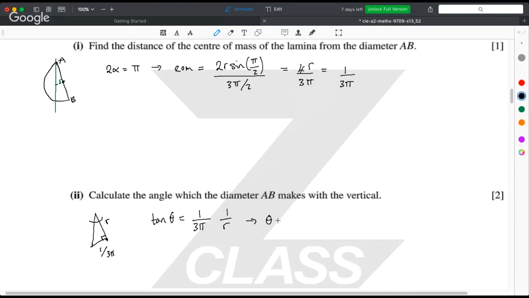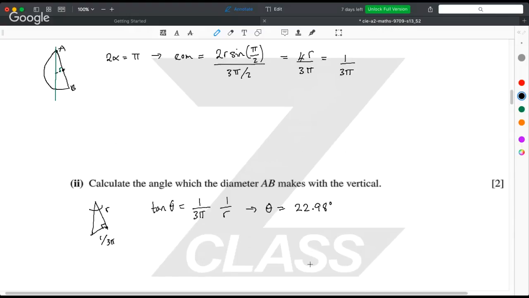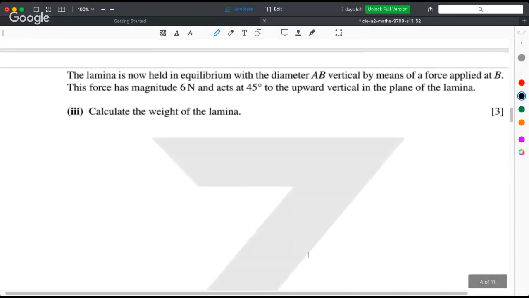And then if we take it to our calculators, we get that theta is 22.98 degrees. Now they change up the situation, and they're instead saying we're going to hold the lamina vertical.